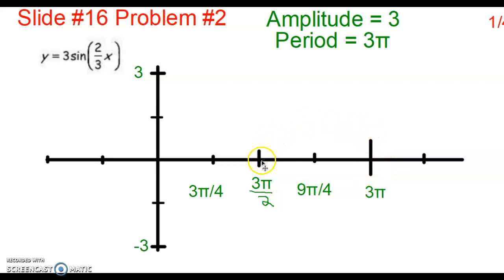Half of 3 pi is 3 pi over 2. Half of that, put another 2 in the denominator, because we're dividing it by 2. That gives me a 4 in the denominator. So this is what we're counting by. 3 pi over 4. 3, 6, 9, 12. Ta-da!